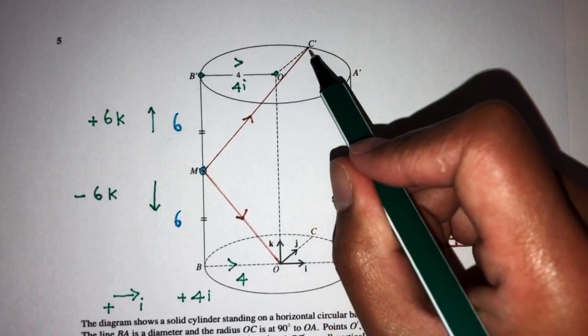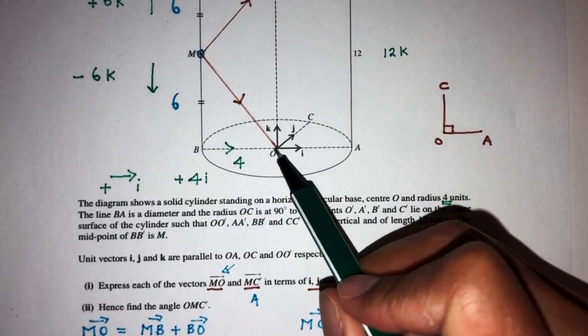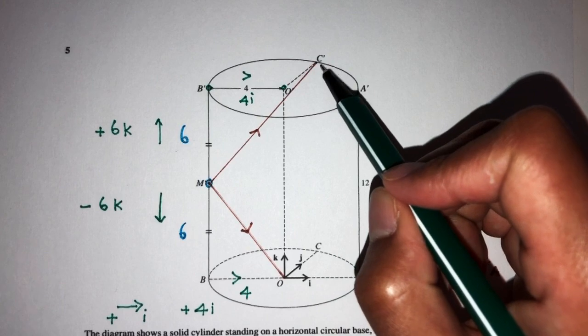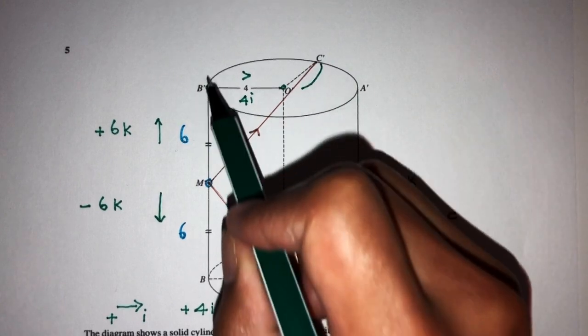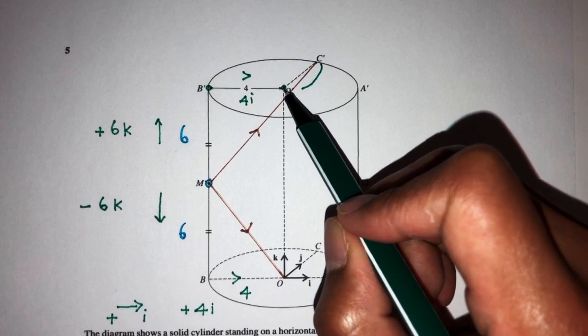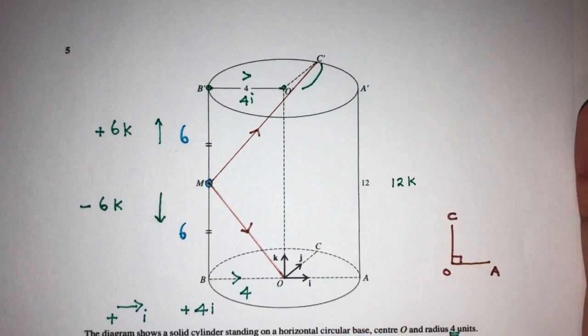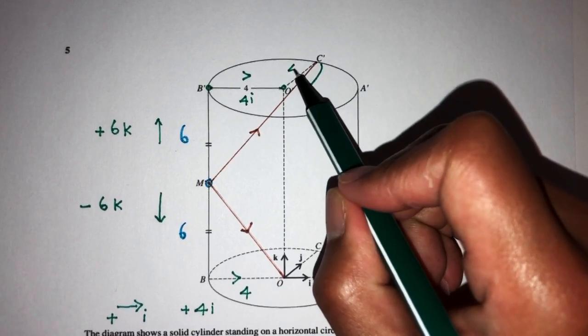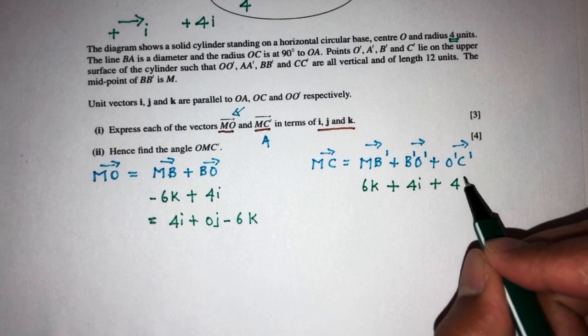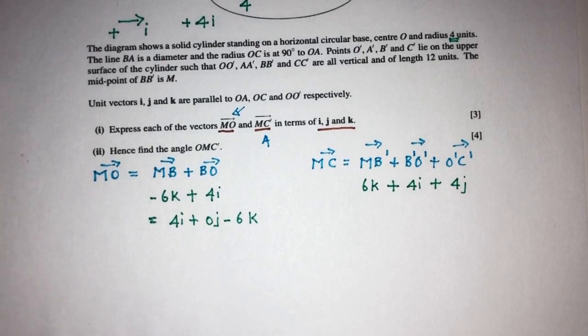Now for O prime to C prime, as we have seen, this direction is found to be J. And the length obviously will be what? We know this is a circle, and any distance from the center to the circumference will be the radius, which has to be 4 as well. In this case, going from this to this will be 4J for the value that we have to find.